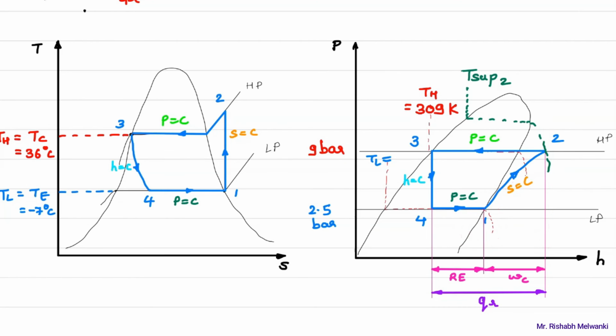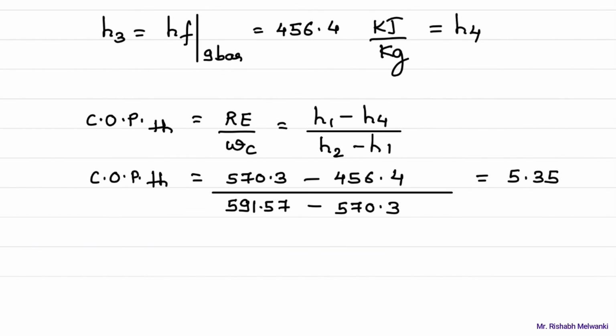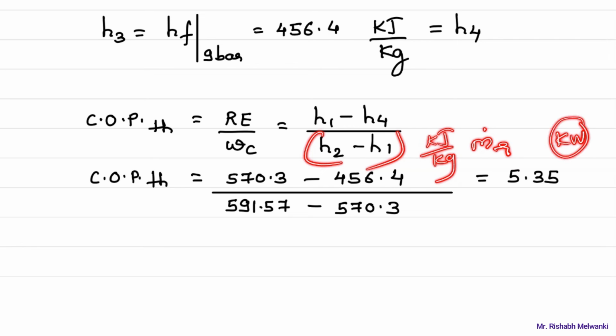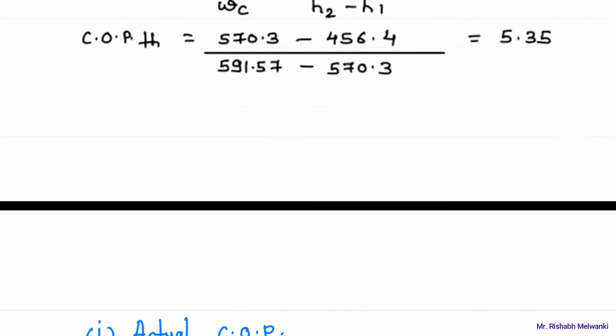Into mass flow rate. See, if you do only H2 minus H1, that will give you the specific work consumed by the compressor in kilojoule per kg. If you multiply this by m dot r, you will get the kilowatt power consumed by the compressor. So work is getting converted into power if you multiply this work by m dot r. That is the logic over here. So I'll multiply this and find out the answer.